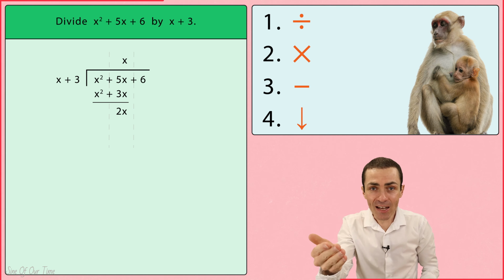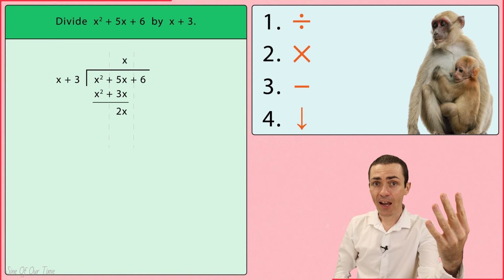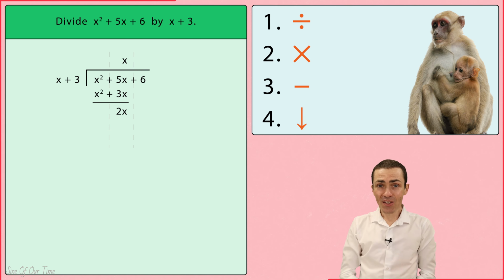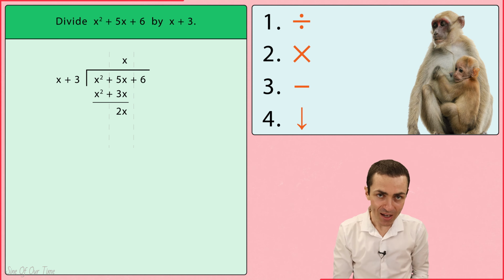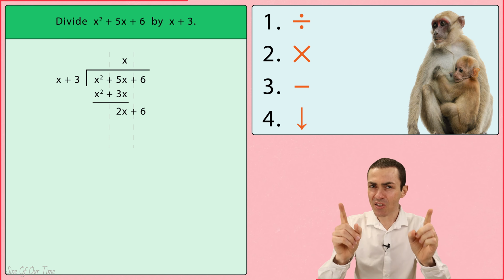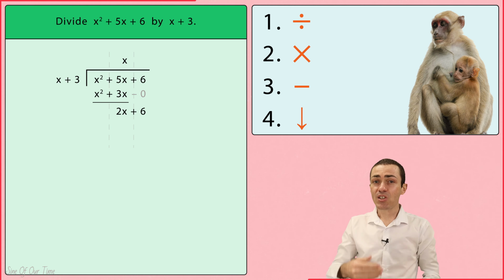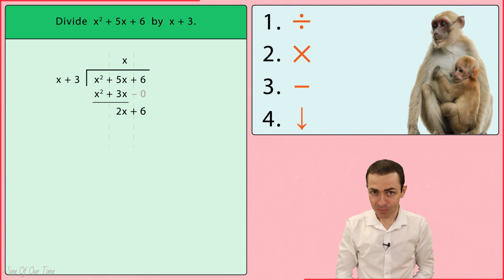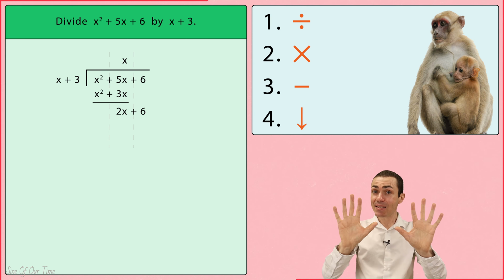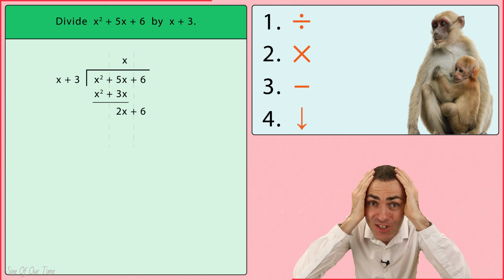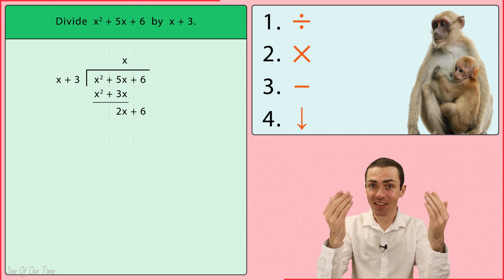Unfortunately, there is a blank after the 3x, which brings us on to step 4, and that is bring down. In this case, we are just bringing down the positive 6 and writing it with the 2x. But what we are really doing is a subtraction, because 6 subtract 0 still gives us positive 6. We have now cycled through the steps once, but we are not finished yet. In fact, we have to go through these steps yet again.